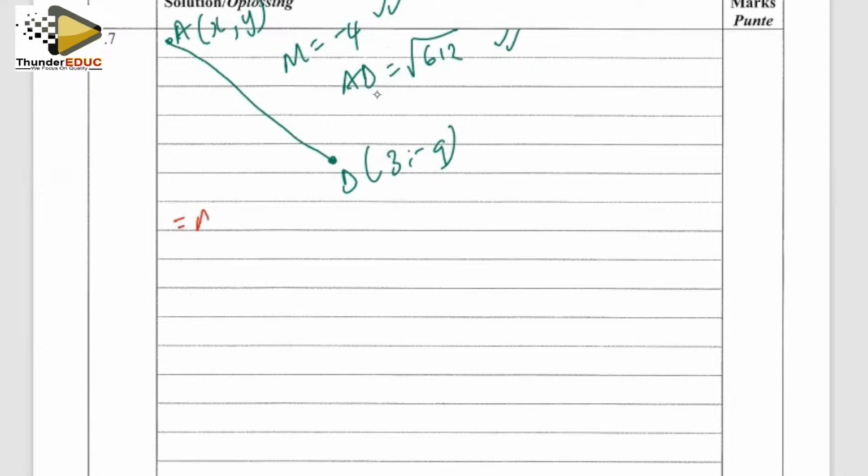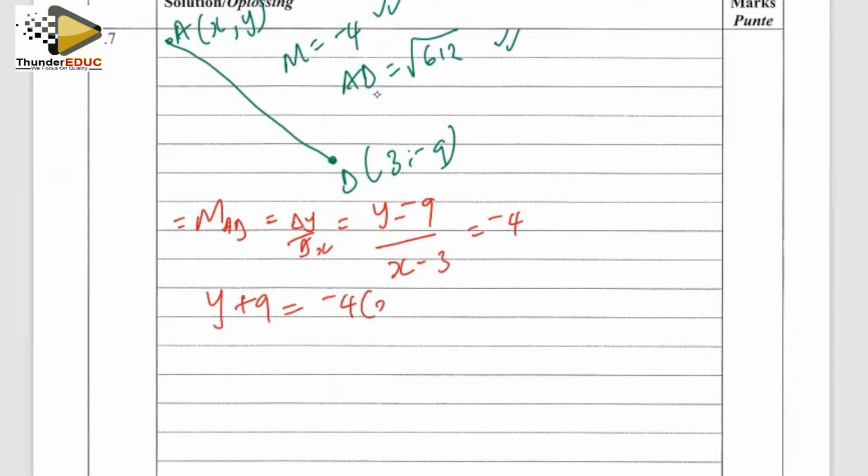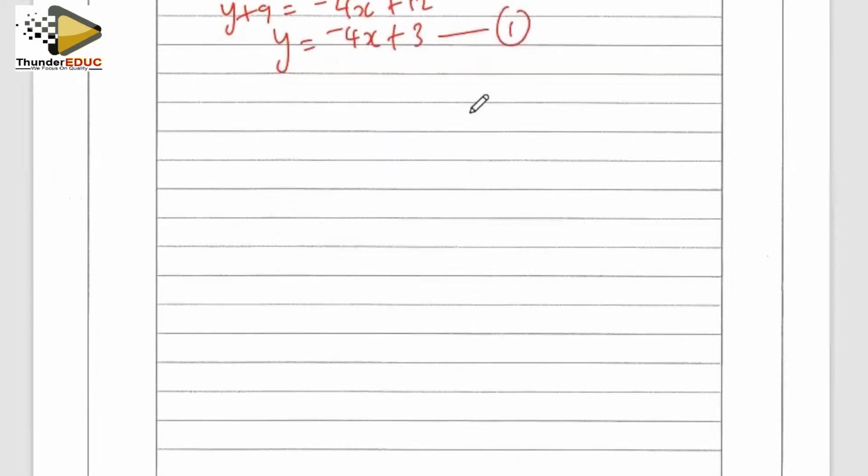So we know that the gradient of AD is going to be the change in Y over change in X. So that's going to be Y minus 9 over X minus 3. This must give us -4. You can cross multiply. So Y plus 9 is going to be -4 into X minus 3. We open that up, -4X, that's going to be a plus 12. Let's move the 9 that side. So Y equals -4X plus 3. Let me call that equation number 1.